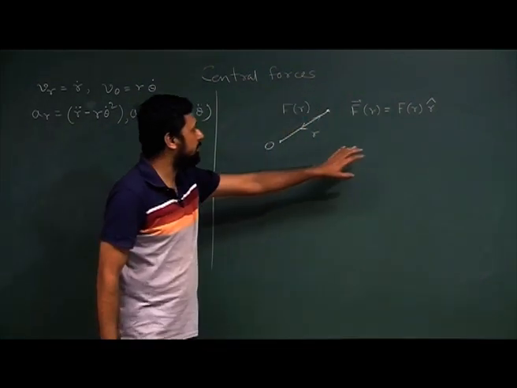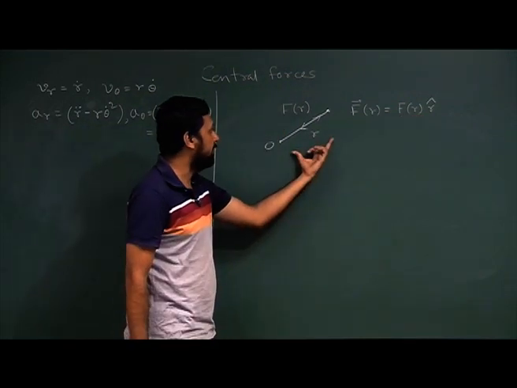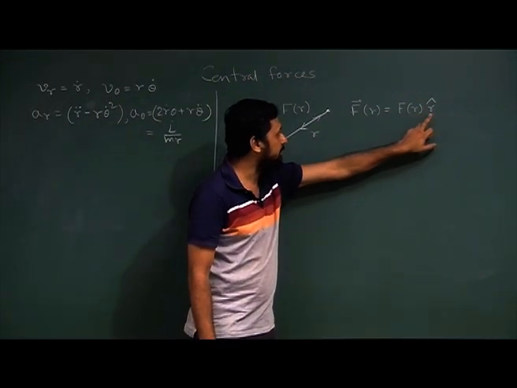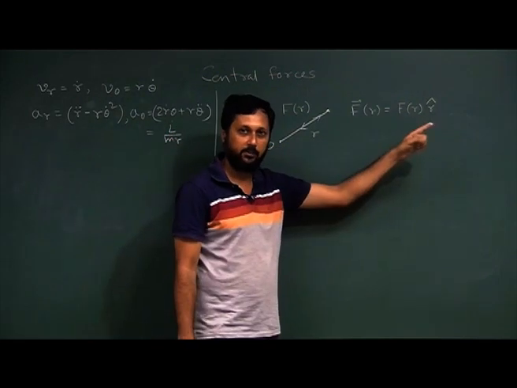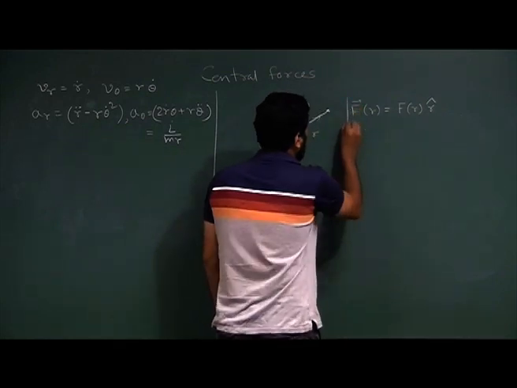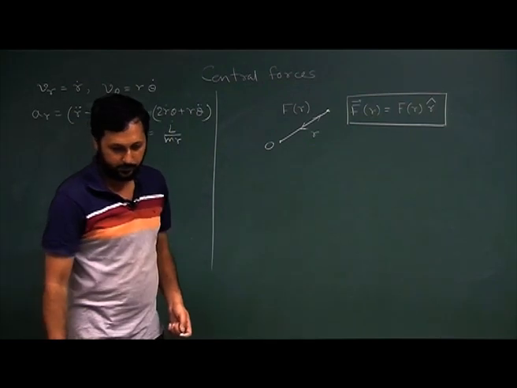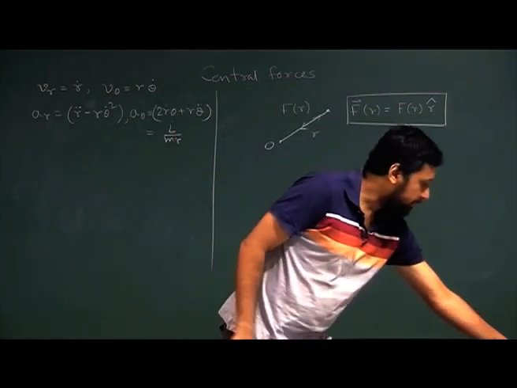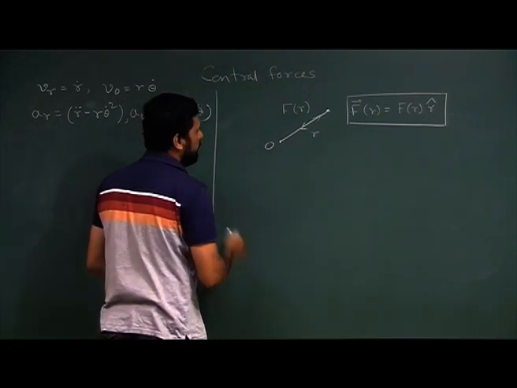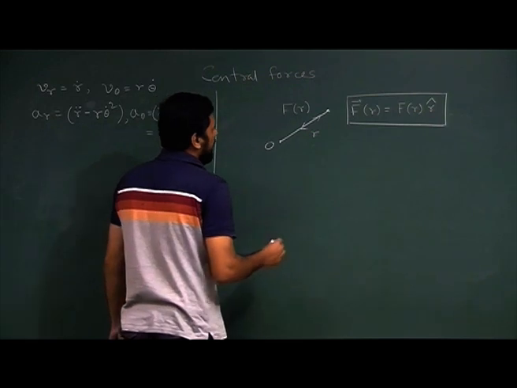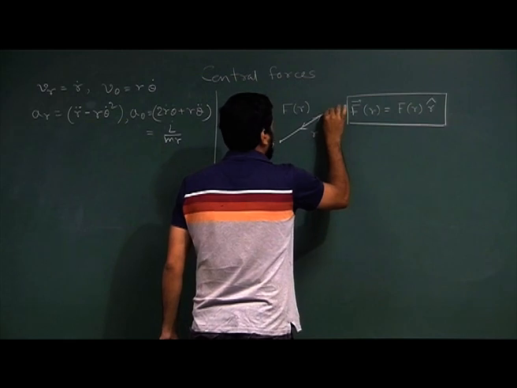Does not matter whether it is an attractive force or a repulsive force, it has a magnitude which depends on this distance r only, and it has a direction which is either pointing towards the fixed point O or moving away from the fixed point O. Irrespective, this is the standard notation we use for central forces. Now, if this is the nature of the force, then once again we try to write the torque.